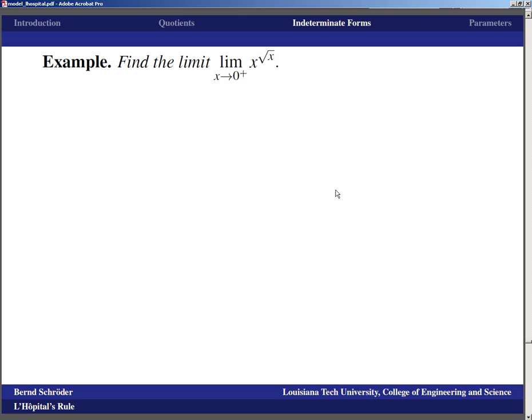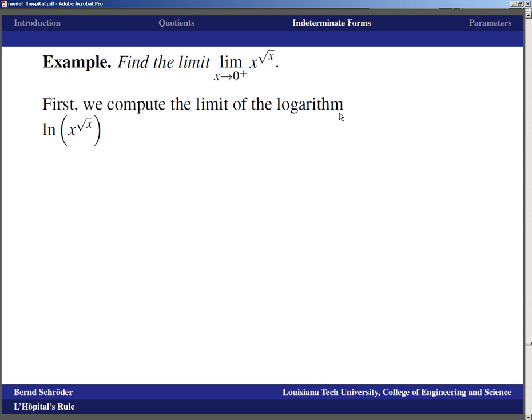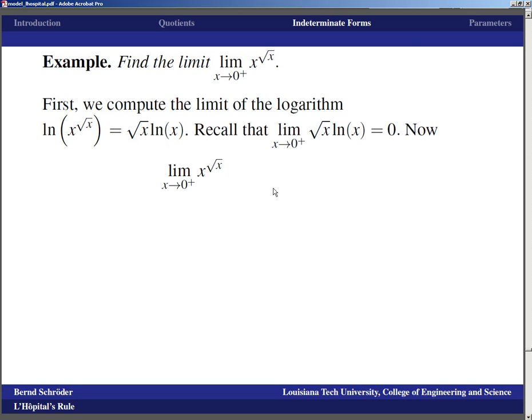What else can we do? Well, we can look at 0 to the 0th. Well, that's not a quotient. That's not something that we can turn into a quotient by algebra. So the first thing we do is we compute the limit of the logarithm. The logarithm of x to the root x is root x times logarithm x, and we've just computed that that limit as x goes to 0 from the right was 0, and so that means that the limit of x to the root x as x goes to 0 from the right is the limit of e to the ln x times root x, right?